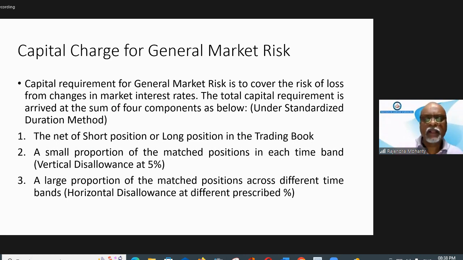Okay. So here, what is the thing? Normally, what happens? Why is the general market risk calculation done in a different way? I think your treasury class is over, no? The treasury class is over. No, sir. Can somebody tell me what is a long position and what is a short position?